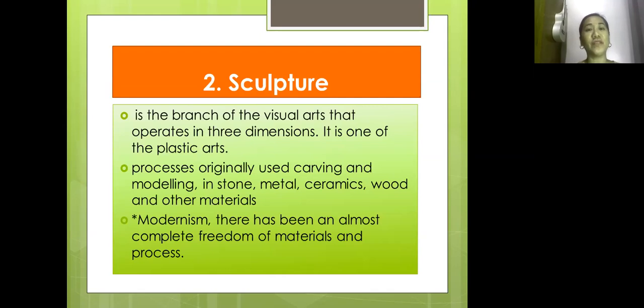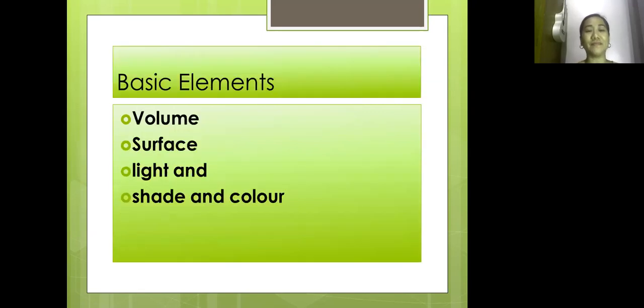Sculptures could also be the relief on the churches. We have discussed it during our discussion on the history of art. And then there are a lot. You can see these sculptures anywhere in your life and in your place. And then the basic elements for sculpture are the volume, surface, light and shade, and color. Of course, when you do some art, the colors, the shape, the shades, you have to consider all of these things.